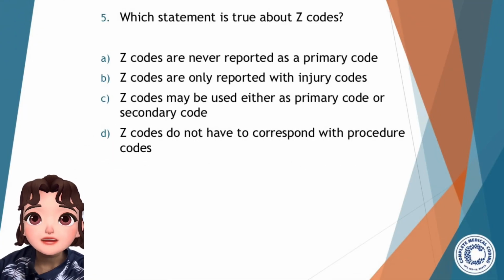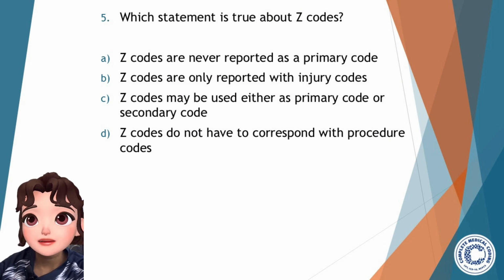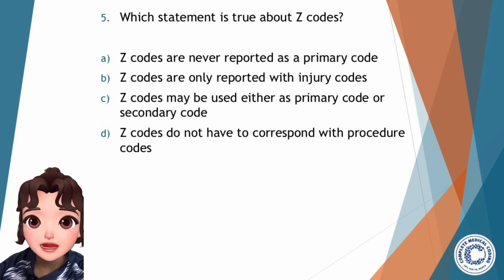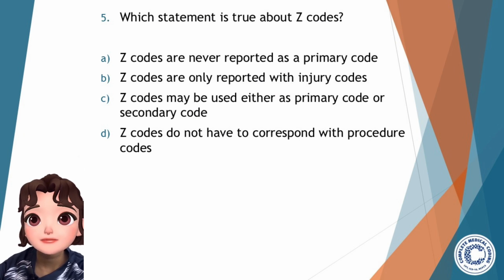Now fifth question, which statement is true about Z codes? This is an important question. Option A, Z codes are never reported as a primary code. Is it so? No, right? Z codes can sometimes be used as a primary also. Option B, Z codes are only reported with injury codes. No, Z codes are not only reported with injury codes.